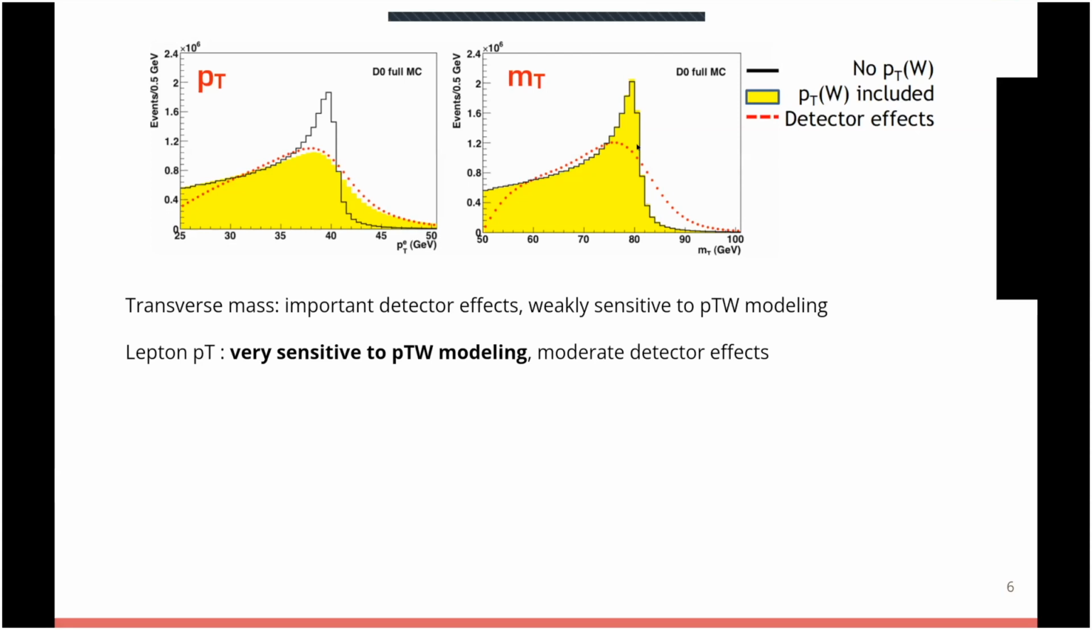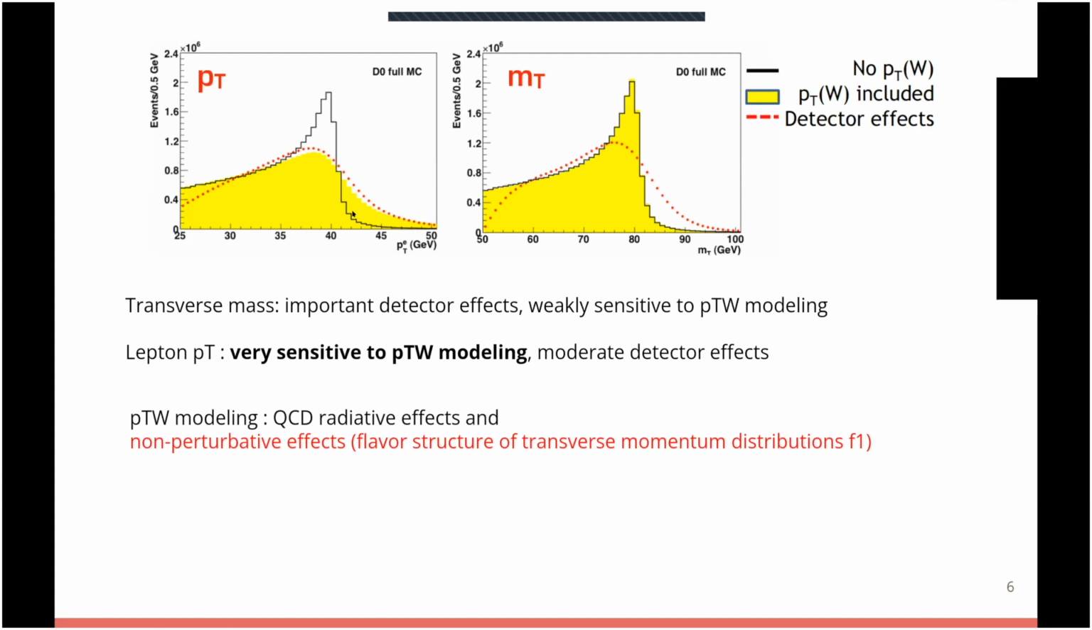Whereas the opposite happens for the transverse momentum, the PT of the lepton. You see that it's moderately sensitive to the detector effects, and it's very sensitive to the modeling of the PT of the W and of the Z. So when I talk about the PT modeling, I mean both QCD radiative effects and non-perturbative effects, which can be related to the non-perturbative part of the anomalous dimensions that let these functions evolve, or the intrinsic transverse momentum dependence, including the flavor structure of the TMD PDFs.